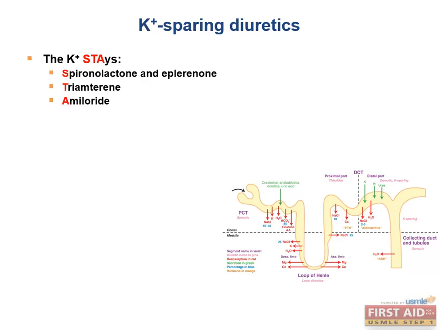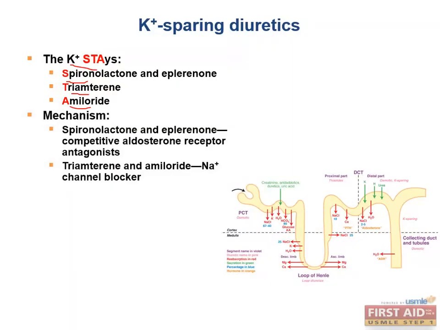Now let's look at the potassium-sparing diuretics, which can be remembered with the mnemonic, the K stays. The stays stands for spironolactone, triamterene, and amiloride. Now there's no letter in the K stays mnemonic for eplerenone, but the way it can be remembered as a potassium-sparing diuretic is that it has the same mechanism of action as spironolactone. So spironolactone and eplerenone block the aldosterone receptor, and they're competitive antagonists.